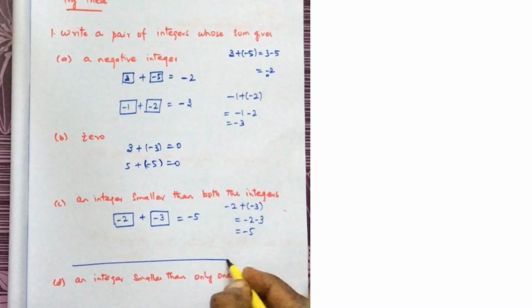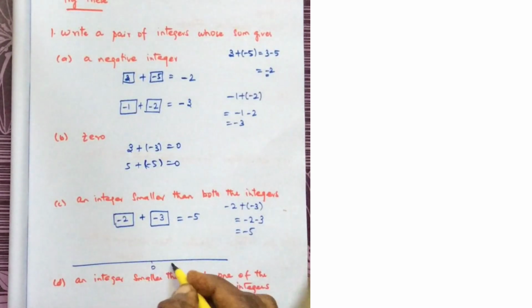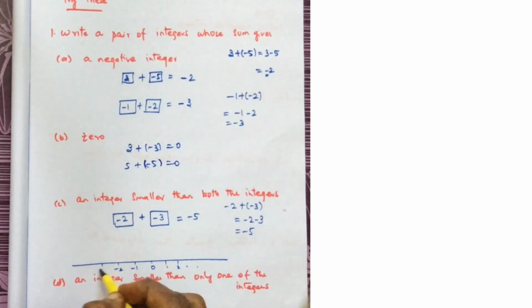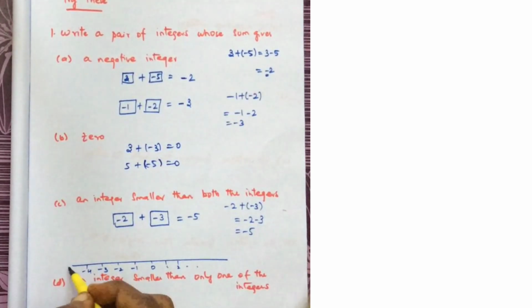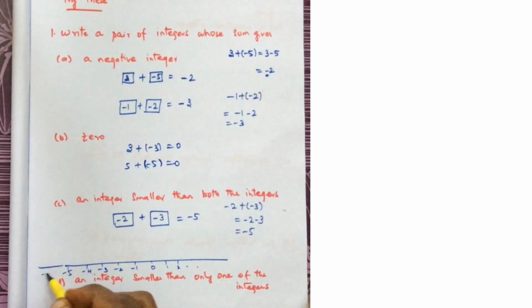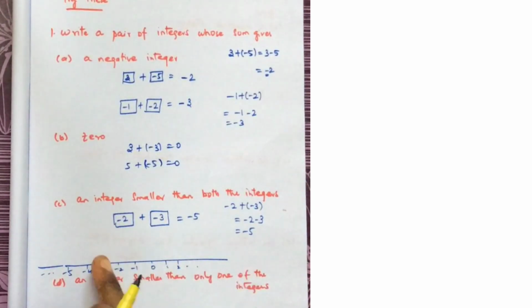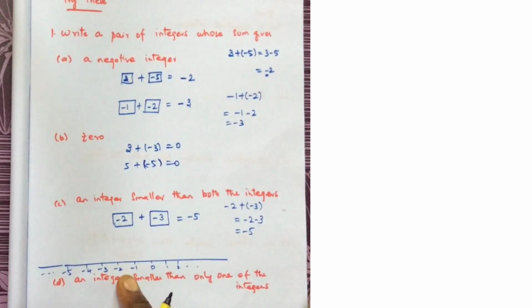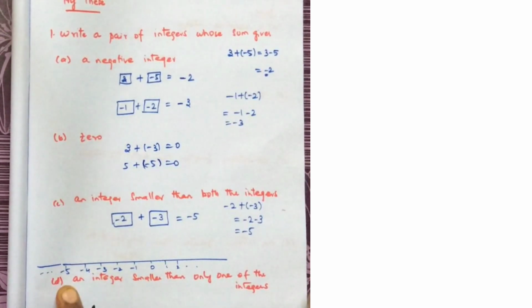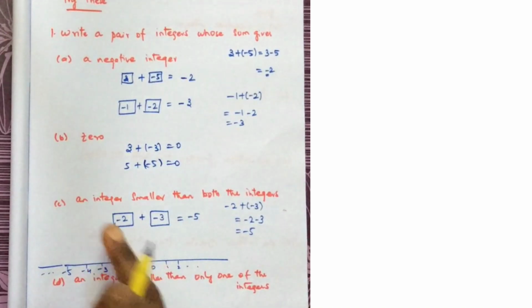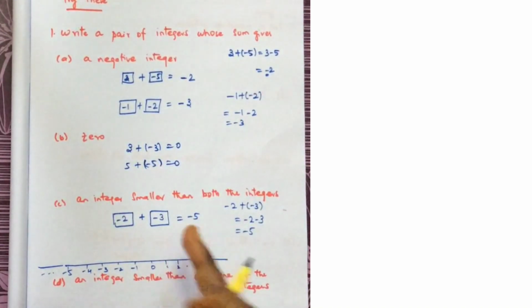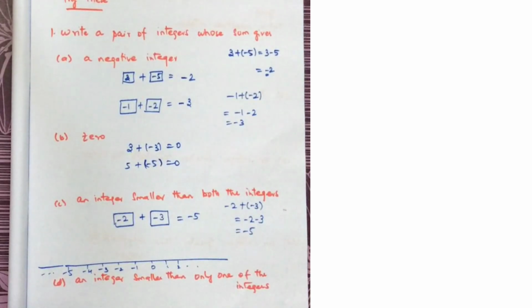If we draw a number line here, 0, 1, 2 like this, here it is minus 1, minus 2, minus 3, minus 4, minus 5. The value will be increasing like this. So minus 5 is smaller, minus 2 is bigger, and minus 3 is also bigger when compared to minus 5. So an integer smaller than both of these integers is minus 5. You can try any examples.